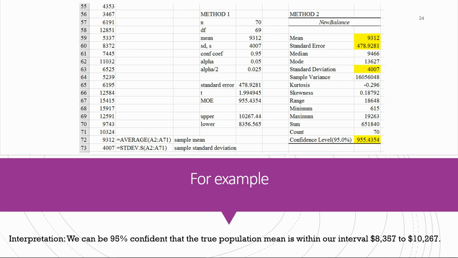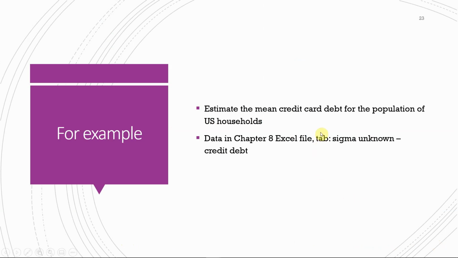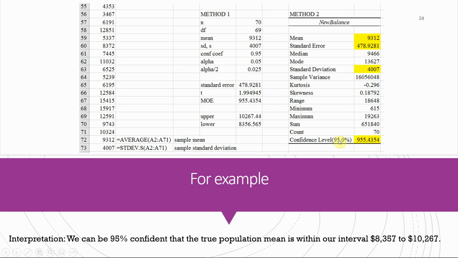So in terms of interpretation, the last part, very important obviously, is what we found is that we can be, again, 95% confident that the true population mean is within our interval, right? A little over $8,000 to a little over $10,000. So basically the average credit card debt for U.S. households is $8,000 to $10,000. That's a lot of money.